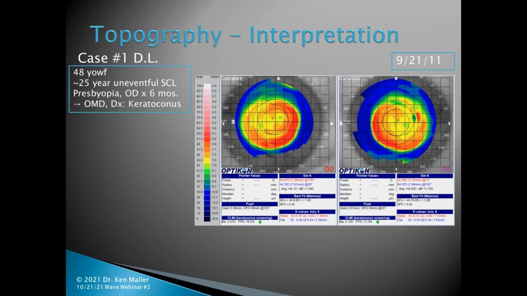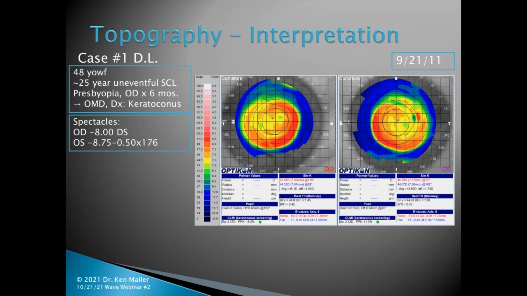She had been seeing her prior OD for 6 months and went through an onslaught of presbyopic options in her soft contact lenses, none of which worked. That OD had given up on her and referred her to the ophthalmologist to find out why she can't see well, and the ophthalmologist diagnosed keratoconus.